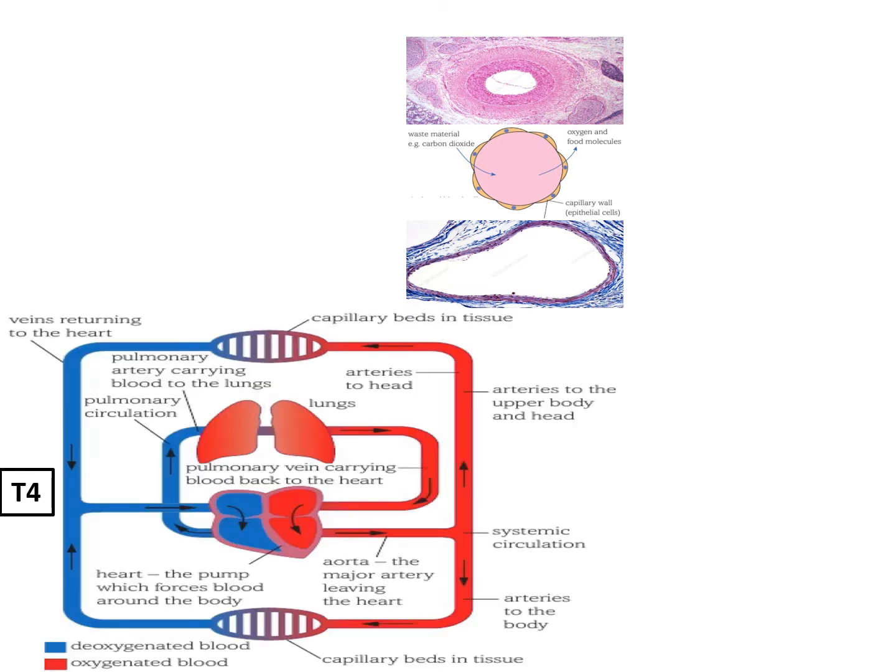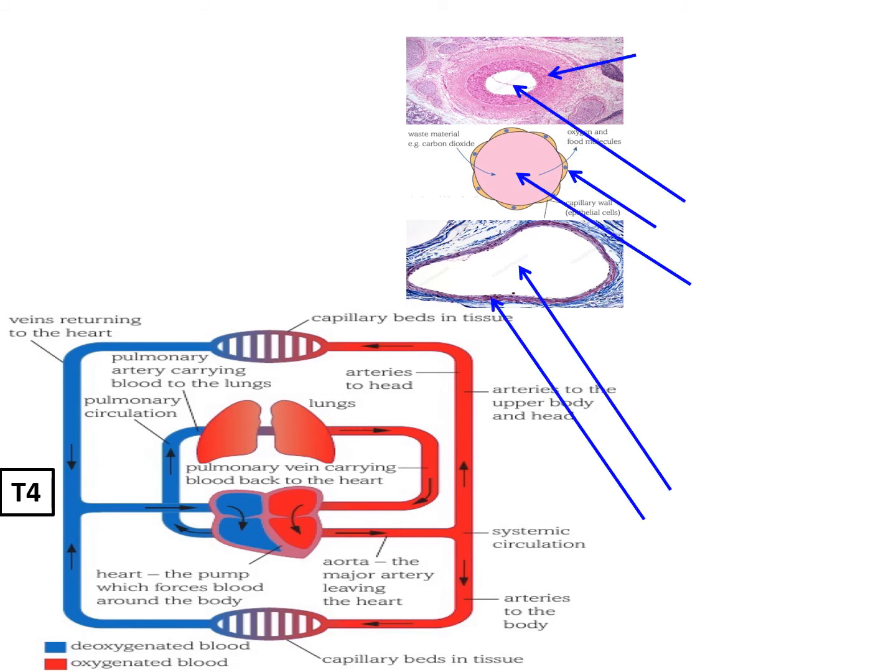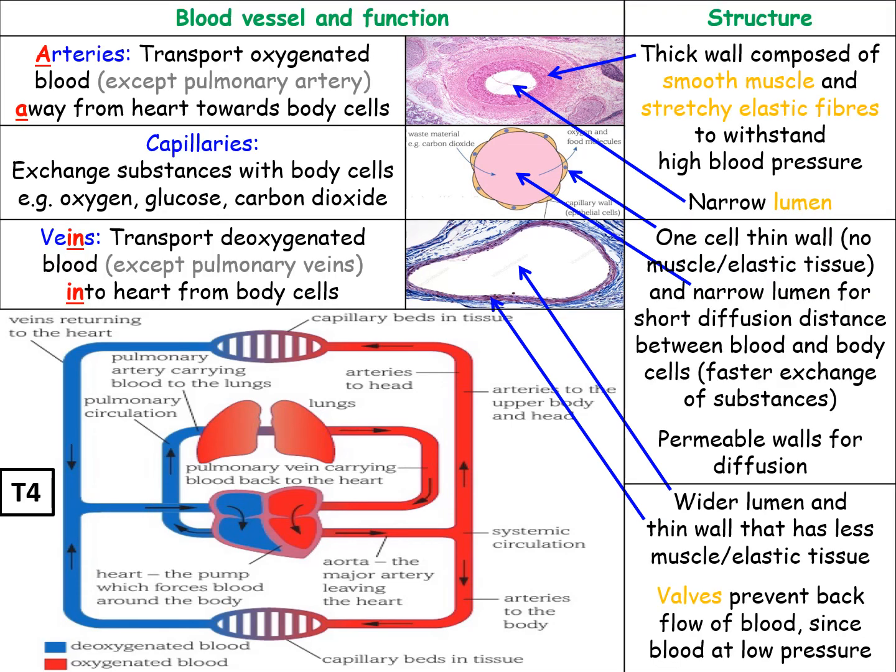Here is a picture of 3 different types of blood vessels. You can see they are the arteries, capillaries, and veins. They've got different structures because of their different functions. The arteries' function is to transport oxygenated blood away from the heart towards the body cells. You can remember that because artery starts with A, so away from the heart.